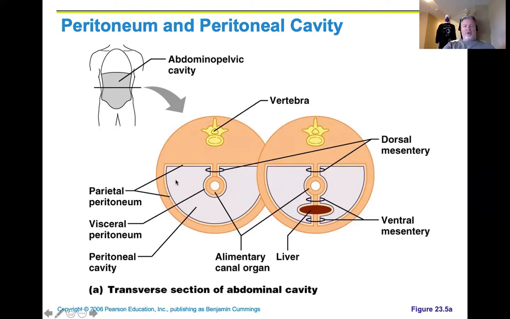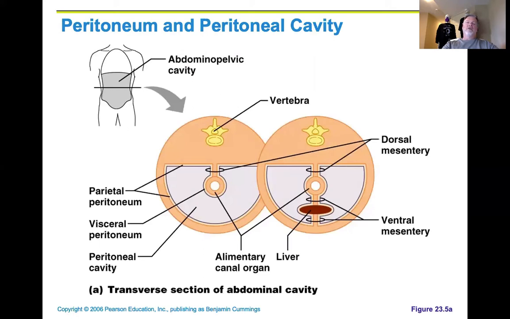You can see there's the parietal peritoneum. And then up here touching the organs themselves would be the visceral peritoneum. There it is, shown right there. Okay, so the peritoneal cavity is the space between those two layers, and like what we saw with the heart, most of the time this is a fluid-filled cavity.